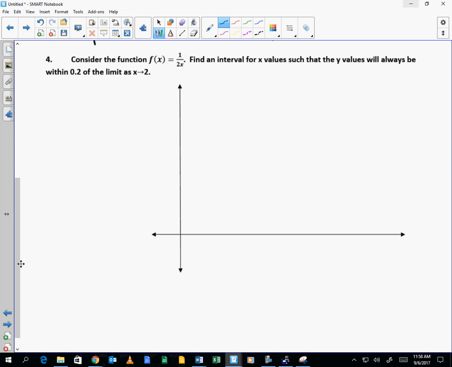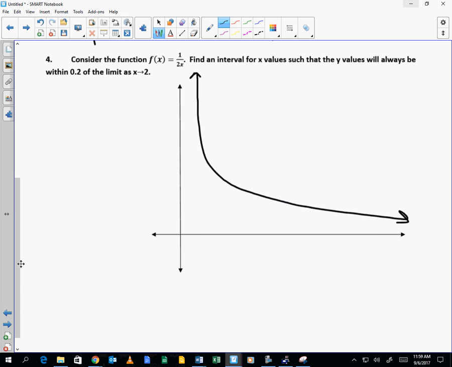It says consider the function f of x is 1 over 2x. What does the graph of 1 over x look like? Yeah, so 1 over 2x is going to look very similar, but it's going to look something like that, okay? It says find an interval for x values such that the y values will always be within 0.2 of the limit as x goes to 2. Sounds like a bunch of garbage to try to think through. So here's what you should do.